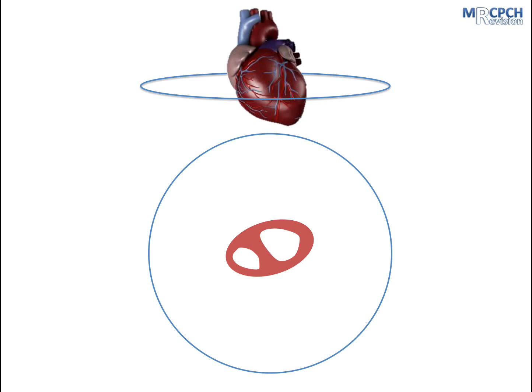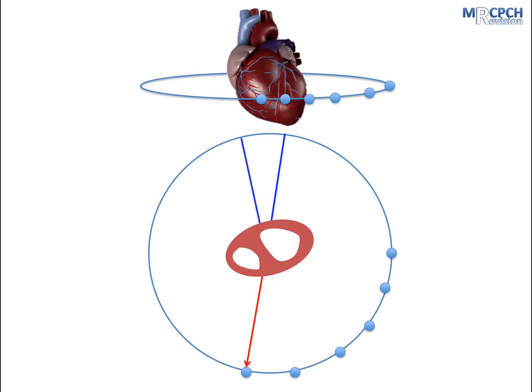Let's consider the precordial leads first because they're slightly more straightforward. So here we have the heart as viewed from the front and as viewed from above. So let's position our electrodes, V1, V2, V3, V4, V5 and V6. Remembering that electrical current in the heart flows right to left and back to front, let's see how that current looks to each of these electrodes.